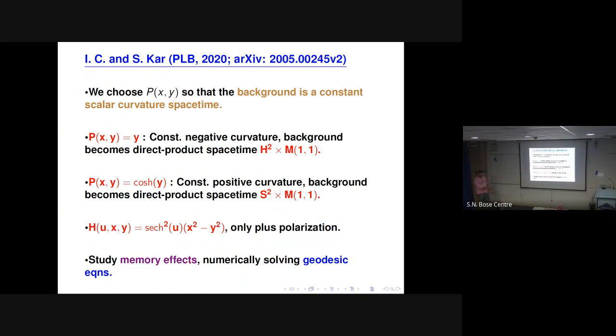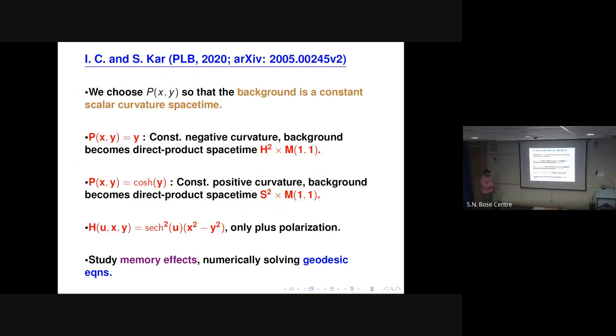And you can choose P like this, Gauss hyperbolic way, you get a constant positive curvature. But the background topology is like this. And you can say this H, take hyperbolic square u, x square minus y square. So we have chosen a different sort of profile. We chose a square pulse, which is discontinuous, but the same hyperbolic square u is like this only, like Gaussian. So this also resembles a gravitational wave scenario.